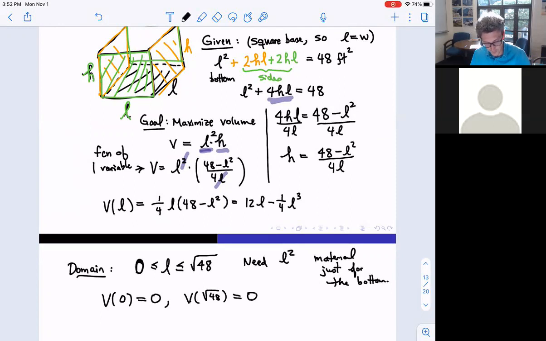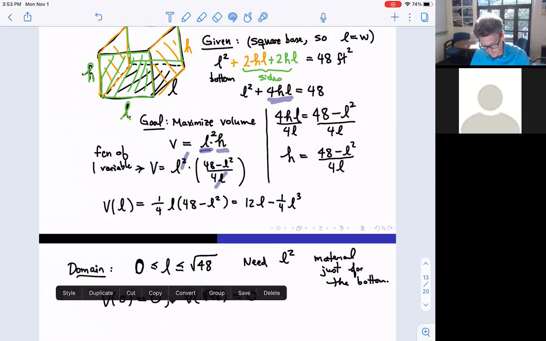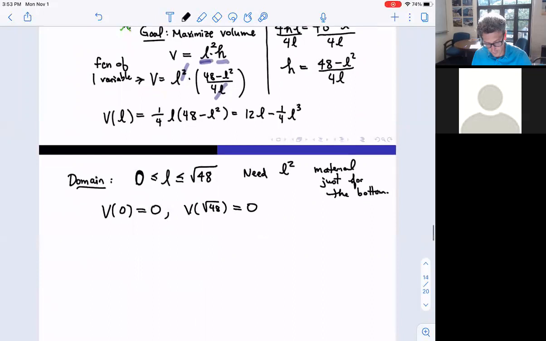Right, so these represent the case when the length was zero. This is going to represent the case when the height is zero. And of course, if the length is zero or the height is zero, then your volume is going to be zero. So again, we're going to be interested in values in between these two ranges. So let's see if we can do that. So that's going to be the critical values.